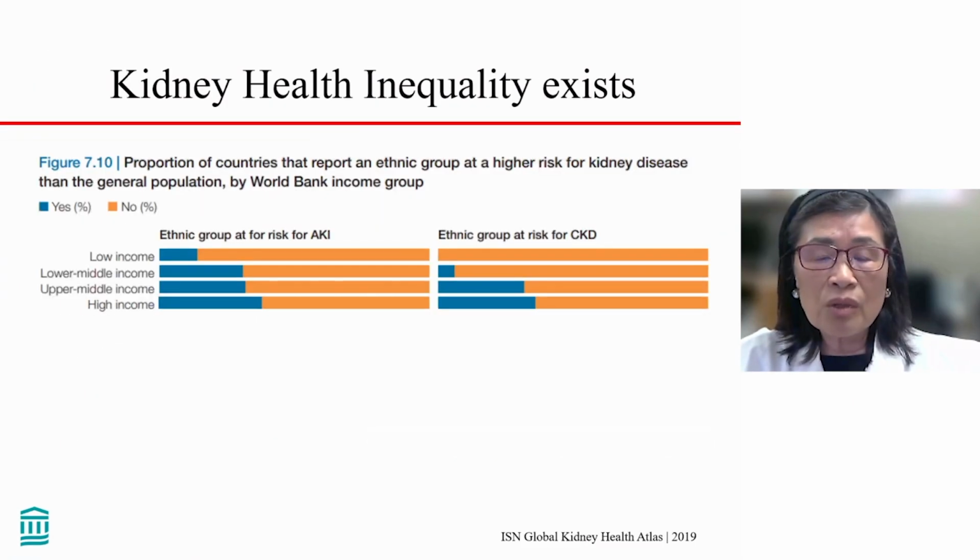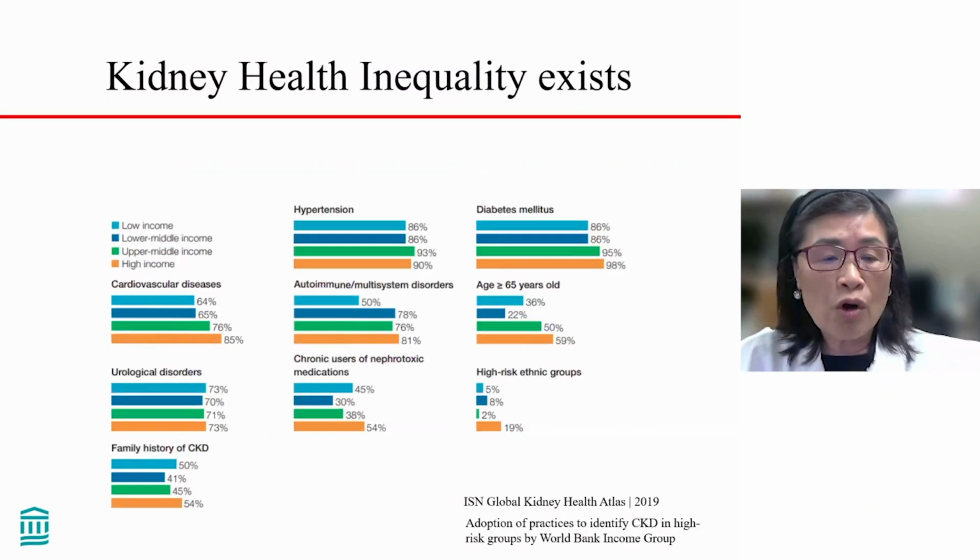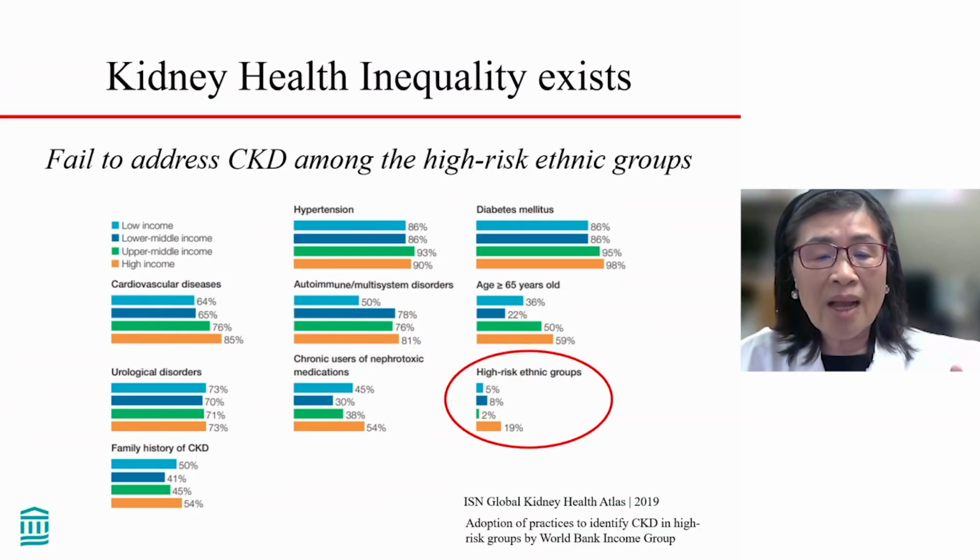The next thing I wanted to emphasize is that kidney health inequality exists. As we all know, ethnic groups are less likely to be reported as a high-risk population for kidney disease, especially among low-income countries. And while the whole world is doing a very good job focusing on the obvious risk factors, such as hypertension, diabetes, and cardiovascular disease, when it comes down to high-risk ethnic groups, we all fail, from the low-income country to the high-income country.